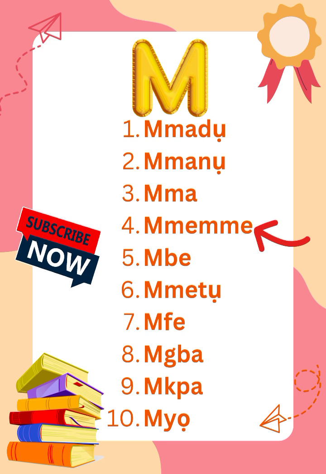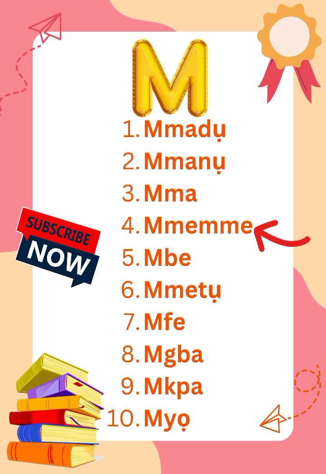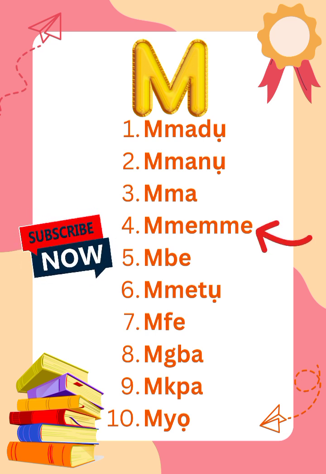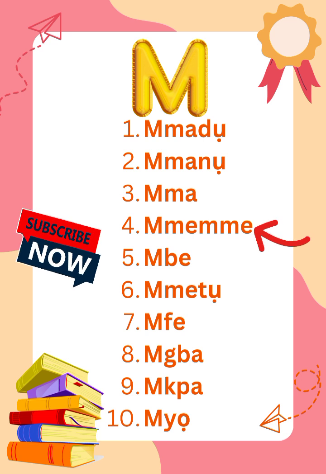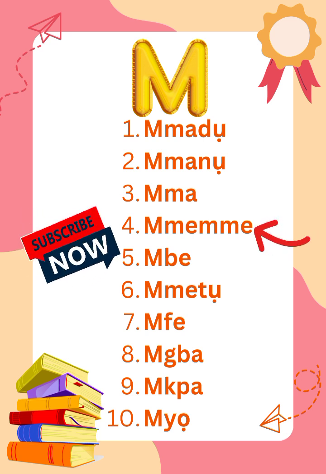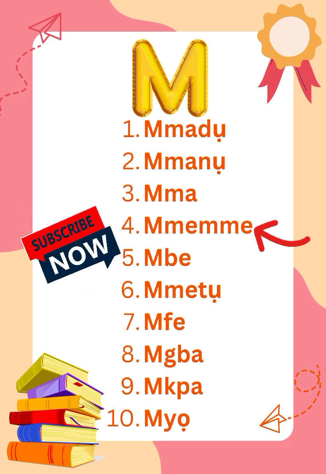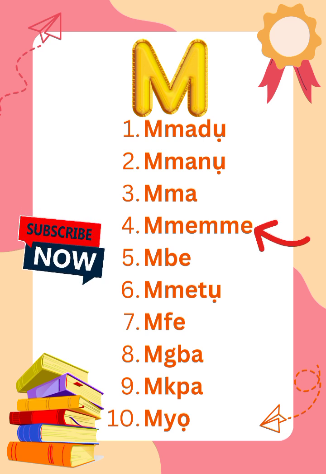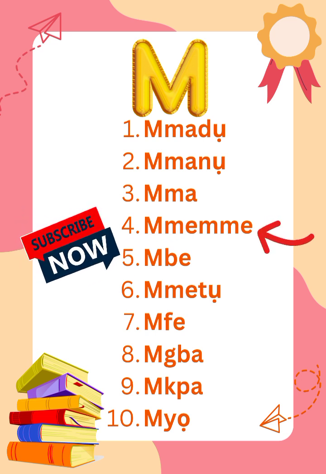Let's take a look at the pronunciation again. That is mmemme. So the first m is vowel, then at the middle the first m too is vowel, then the second m, both at the beginning and at the end, are the consonant. I believe this is very clear.